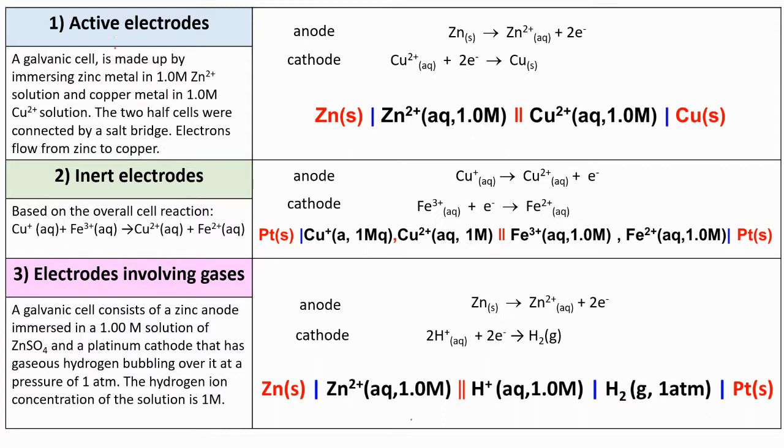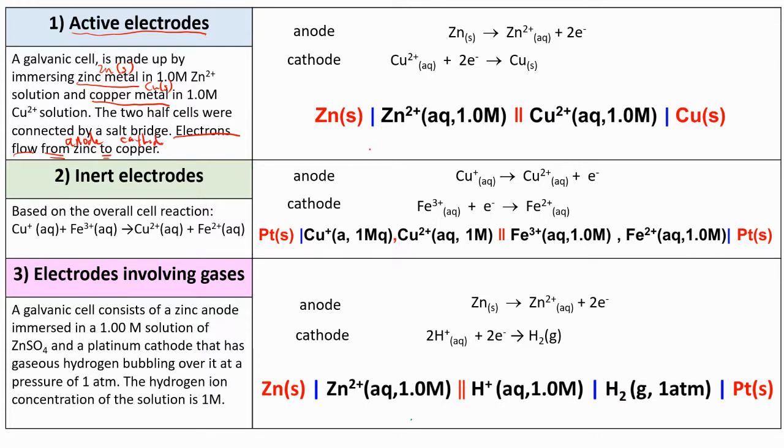Okay, let's look at sample number 1 that uses active electrodes for cell notation. A galvanic cell is made up by immersing zinc metal, so we know it's zinc solid, in 1 molar zinc solution, and copper metal, so Cu solid, in 1 molar copper solution. The two half cells are connected by a salt bridge. Electrons flow from zinc to copper, meaning that zinc is the anode and copper is the cathode.